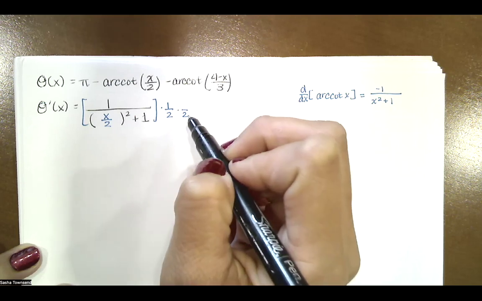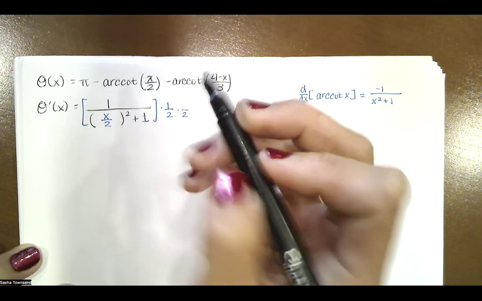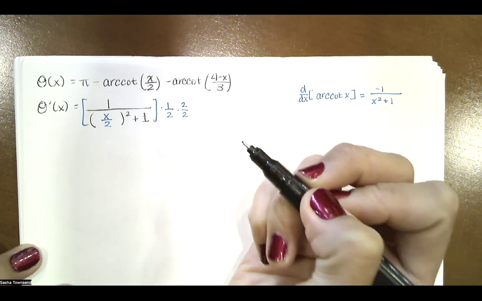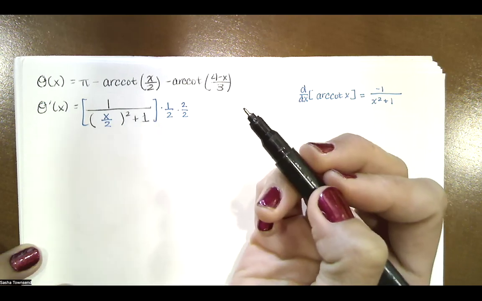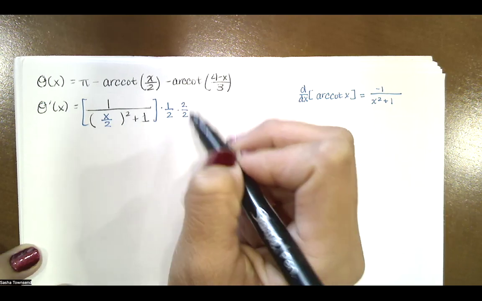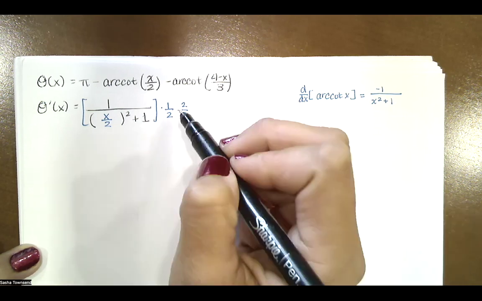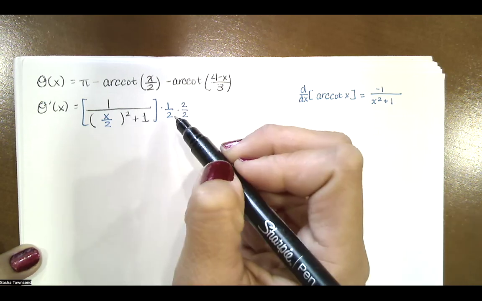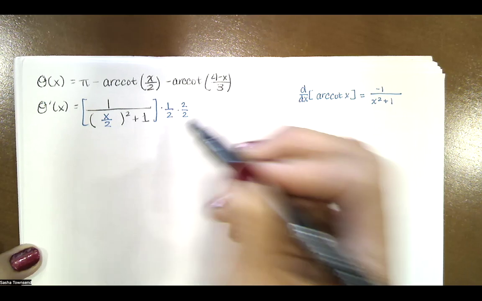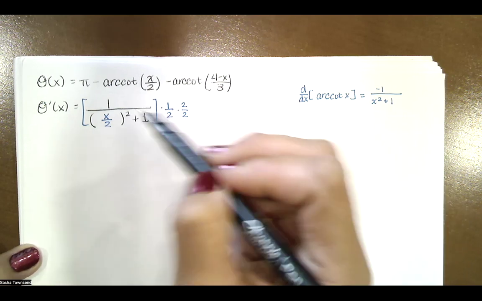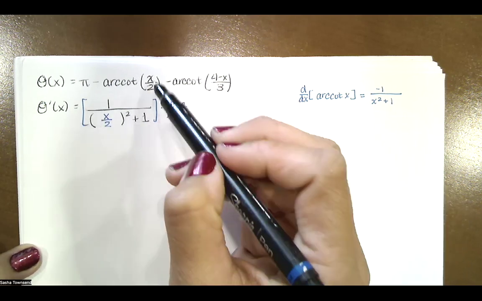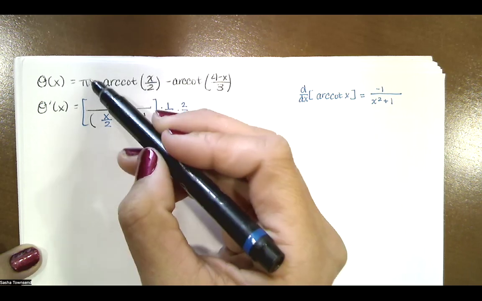But I can't just multiply by 2 in the denominator. If I multiply by 2 in the denominator, I have to do the same thing in the numerator. That way I don't change the value of the fraction. So this is just multiplying by a well-chosen 1. The fraction will have the same value. It'll just be written in a different form. And that is our theta prime for this term plus this term.